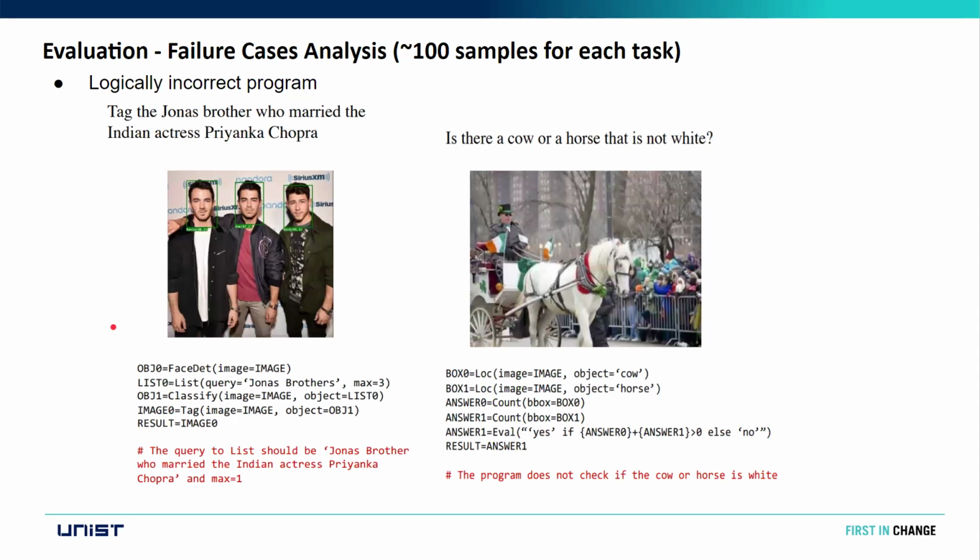There are two main reasons for errors. The first is incorrect logic of the program. For example, the task is to tag the Jonas brother who married the Indian actress. The query here asks for Jonas brother, but the query should be Jonas brother who married the Indian actress, rather than just Jonas brother. Another one is "either cow or horse, this is not white." The query here locates the object that is horse, but it should check if the cow or the horse is white also, but there is no statement in the program that checks it. So that's why it failed for this example.